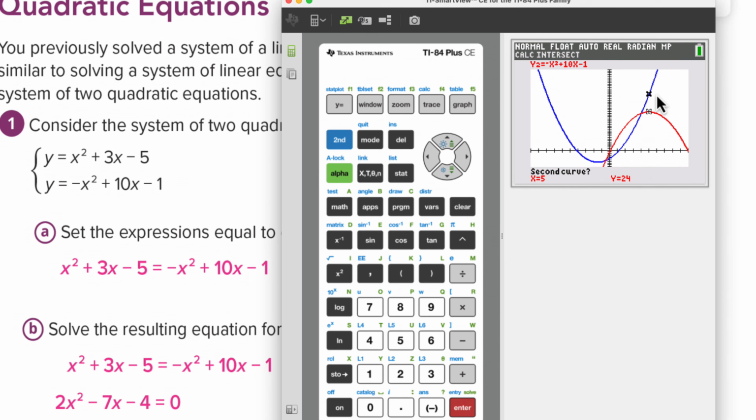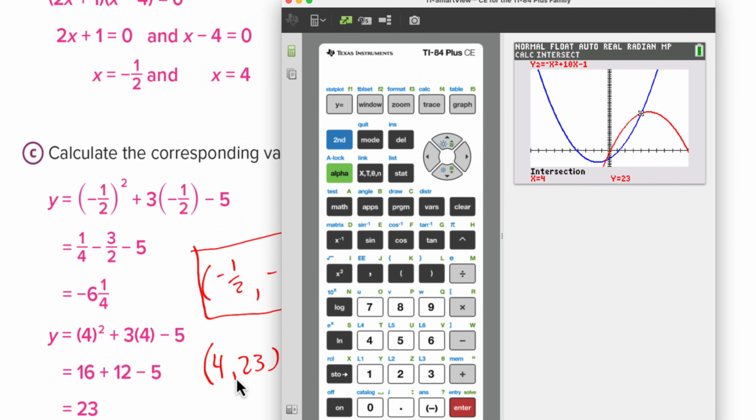And then notice it hops down to the other curve. What's the second curve that we should be looking at? Yeah, the red one. And do you want me to take a guess at the intersection? So you hit enter again, and it tells you the solution is 4, 23. That's one of the solutions we got over here, right? 4, 23.